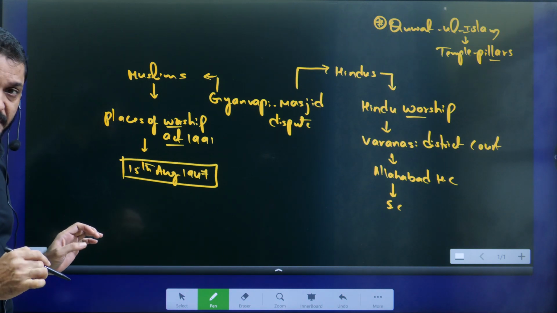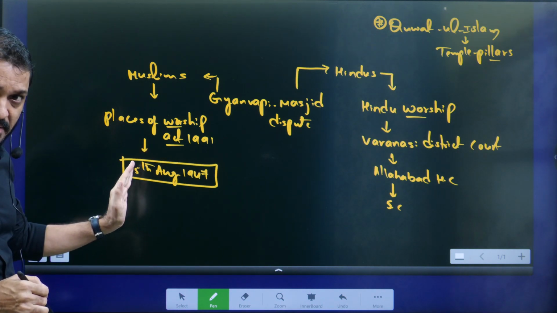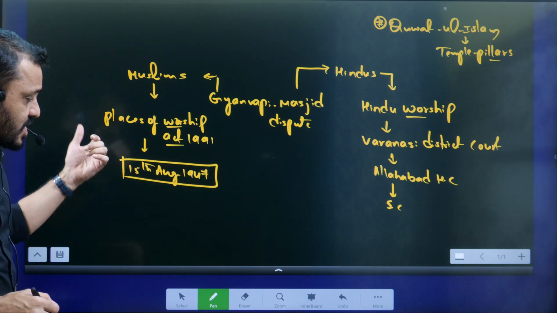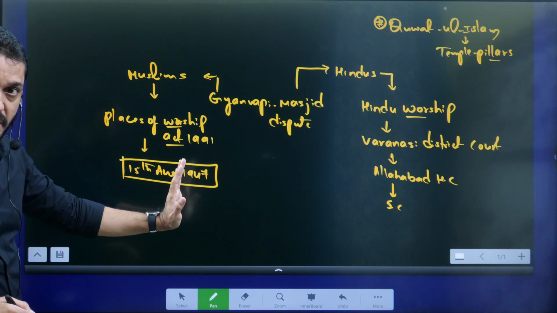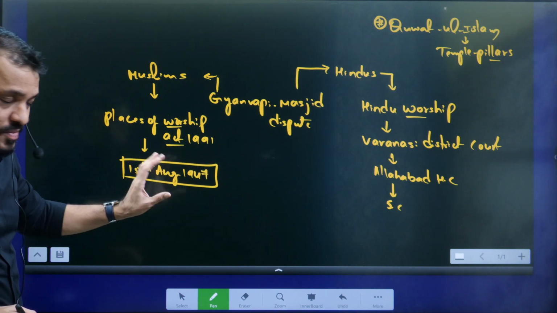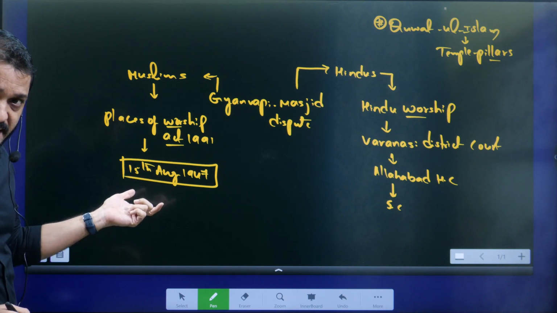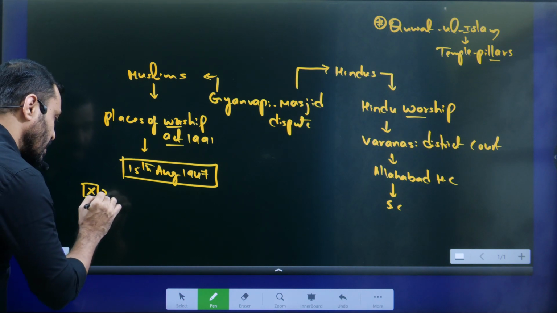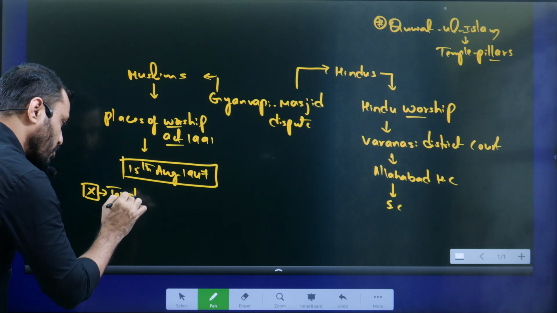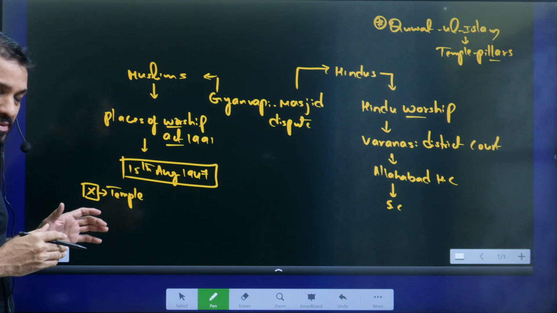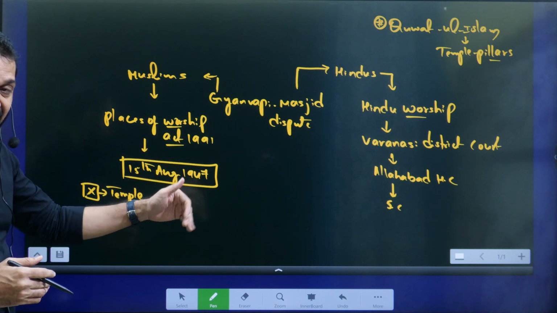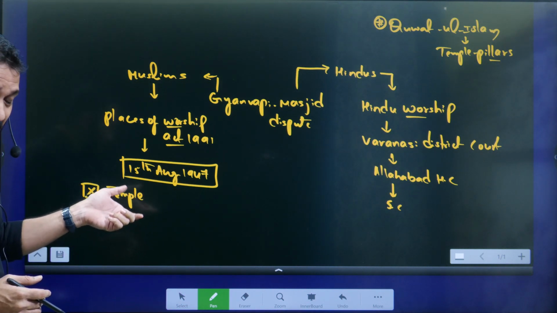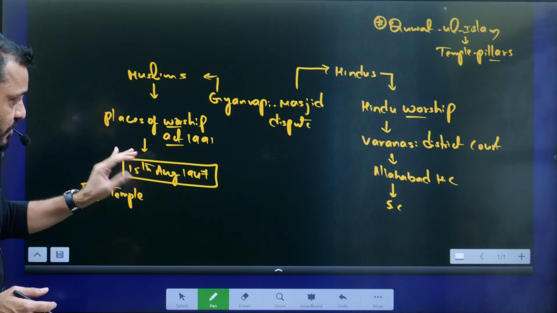What is this cutoff date? By 15th August 1947, if a place is a temple, it will remain a temple. If a place is a church, it will remain a church. Again, you cannot go to court. That means by the time of Indian independence, if a particular place, for example X, is a temple on 15th August 1947, now you cannot go to the court and claim that it was a mosque or a church. The fixed point was 15th August 1947.